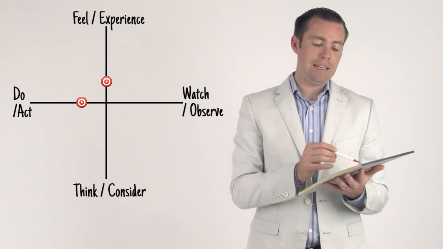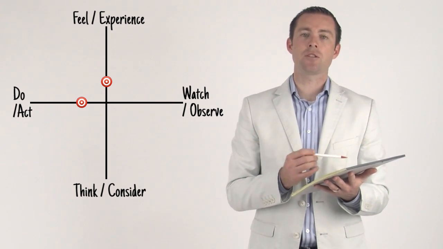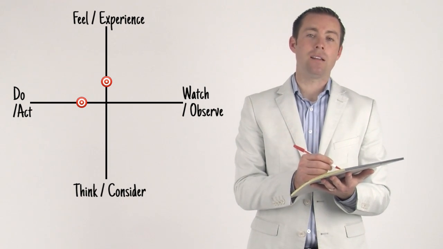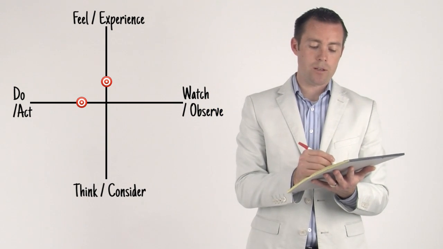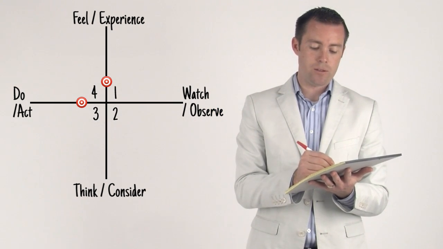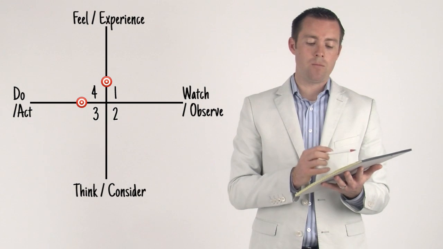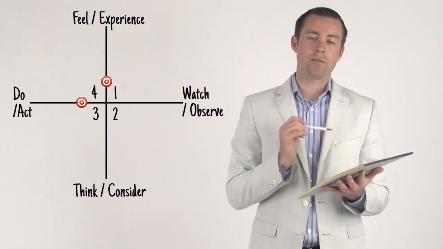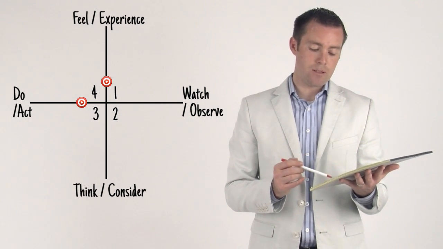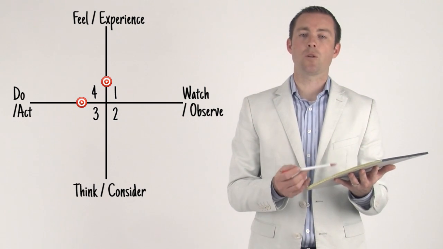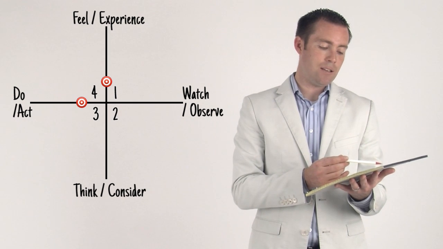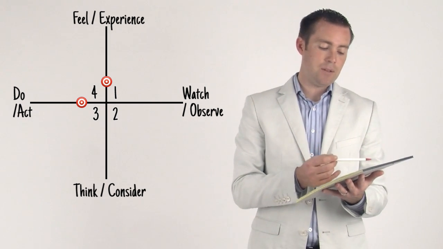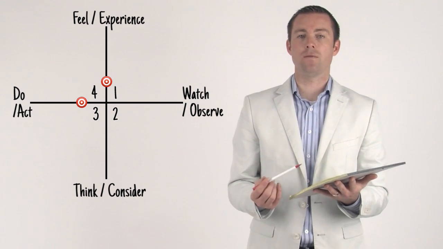Now, the intersection of those 2 dots on those 2 axes creates a quadrant. And there's 4 quadrants. We're going to go clockwise. So quadrant 1, quadrant 2, quadrant 3, and quadrant 4. If you are more of a feel experience and a watch observe kind of person, you're in quadrant 1. If you're more of a watch observe, think consider kind of person, you're quadrant 2. If the intersection for you is between do, act, and think consider, you're quadrant 3. And if it's between do, act, and feel experience, you're quadrant 4.